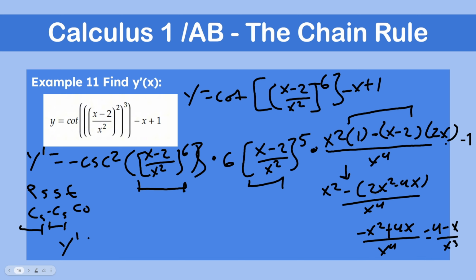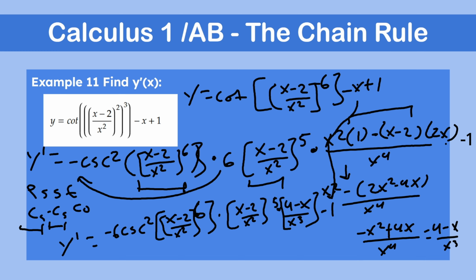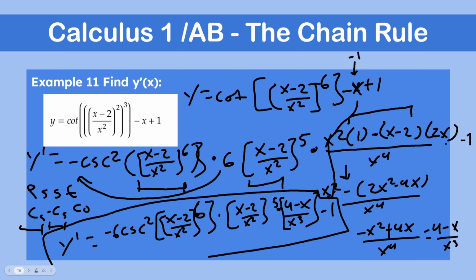So now we can rewrite our derivative to say that 6 goes over here, so you have negative 6 cosecant squared x minus 2 over x squared to the power of 6 multiplied by x minus 2 over x squared to the power of 5 multiplied by 4 minus x over x cubed minus 1, because there's this minus x over here. Essentially, because we have a negative x over here, the derivative of negative x will be negative 1. So you just add on the negative 1 to the end, and that will be our final answer.